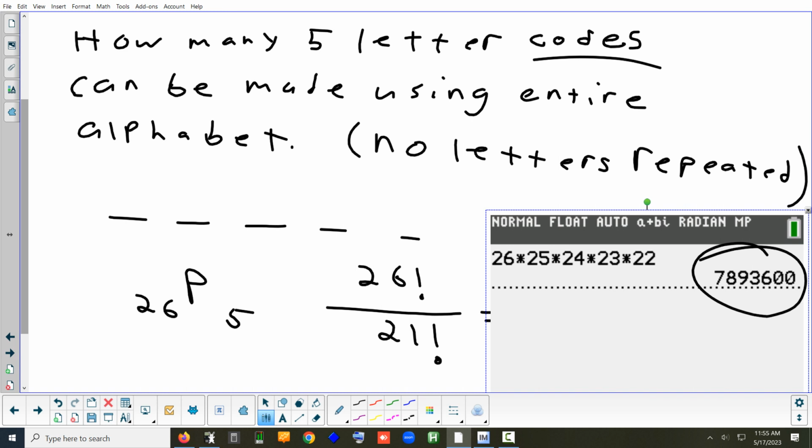Now, if you include uppercase, lowercase, and numbers, well, uppercase and lowercase is 52, and adding the digits makes 62. So then it would be 62 factorial over 62 minus 5 factorial, since it's still choosing 5. And then you could add in special characters and things like that too.